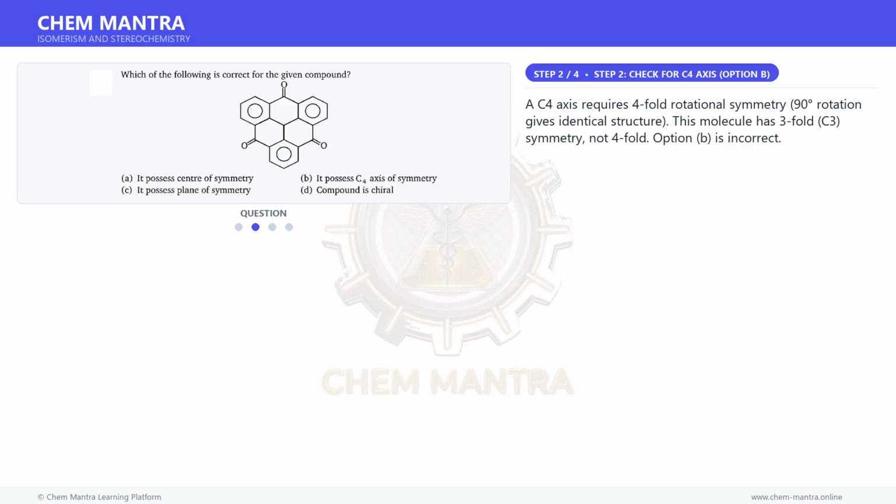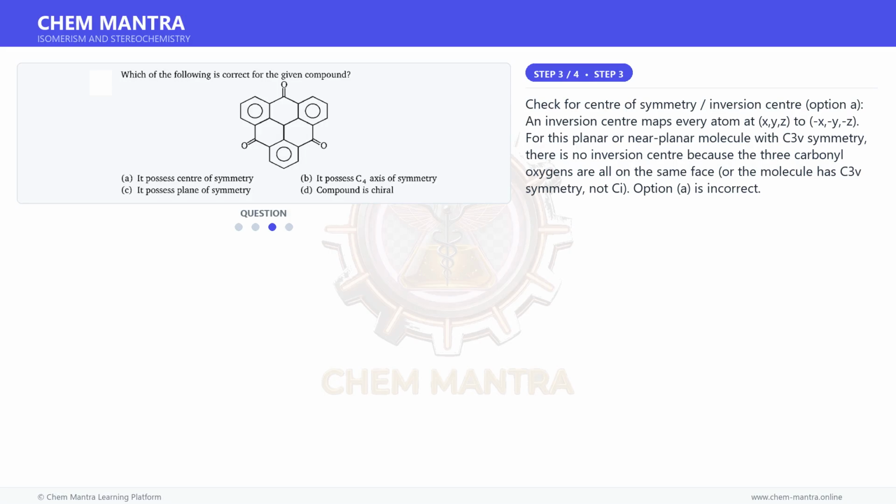Moving on to the next step. A C4 axis requires 4-fold rotational symmetry. A 90 degree rotation gives an identical structure. This molecule has 3-fold C3 symmetry, not 4-fold. Option B is incorrect.